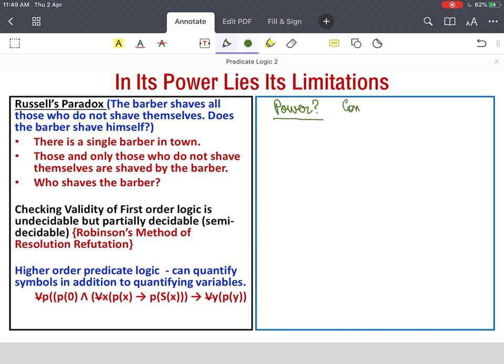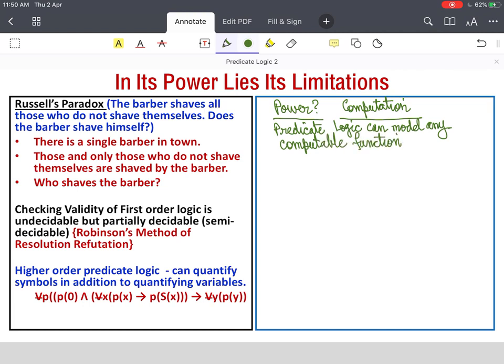It has been shown that the power of predicate logic is the same as the power of computation. Predicate logic can model any computable function. That is the enormous power that predicate logic has.